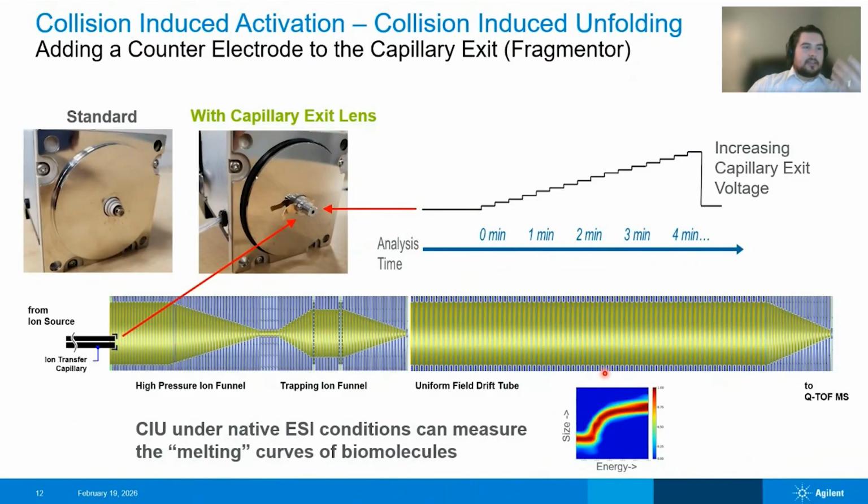The thing with the way we operate the collision-induced unfolding experiment is we step up this voltage, so we accelerate our ions as a function of time, and we follow the stepwise pattern, increasing the energy, and we can get these results here, and I'll explain this a little bit more in the next slide.